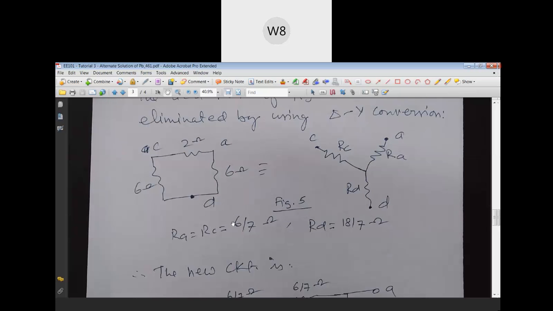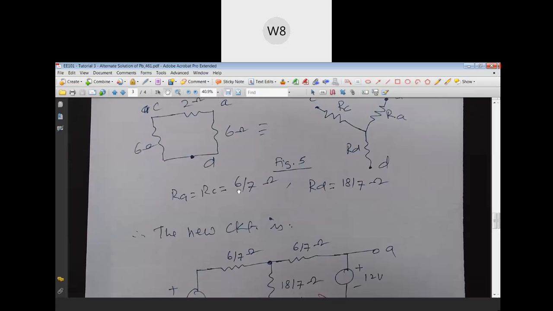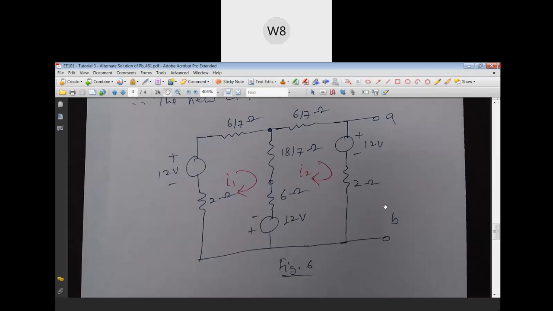So we can invoke delta to Y conversion to find out these three new resistors, and they are given by this 6 by 7 ohm and 18 by 7 ohm. So our original circuit gets modified to this circuit containing only two meshes. So now this can be solved by applying mesh analysis in these two meshes to find out the current I2, which will give us the voltage drop across 2 ohm, and then finally the net voltage between A and B, which will be the Thevenin voltage.